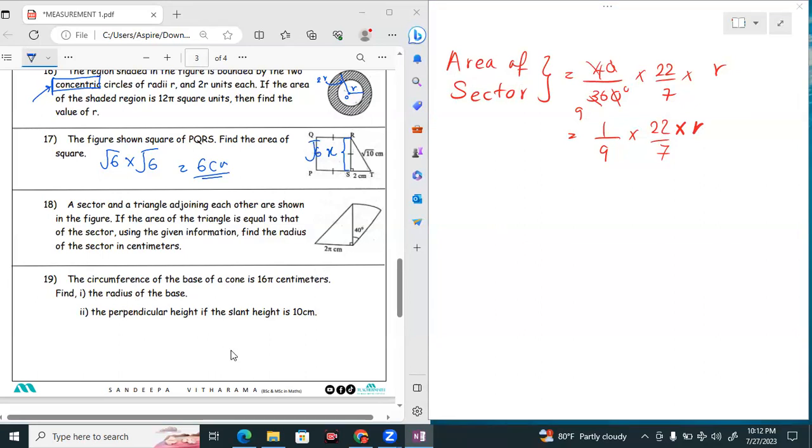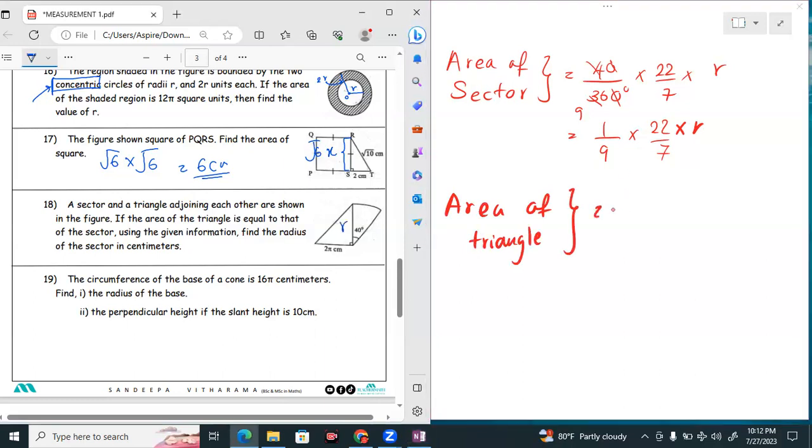Then they have given that the area of the triangle is equal to the area of the sector. Okay. Then how do we find the area of the triangle? Area of the triangle is equal to, here if I take this as R, half into base, it is 25, into perpendicular height is r.